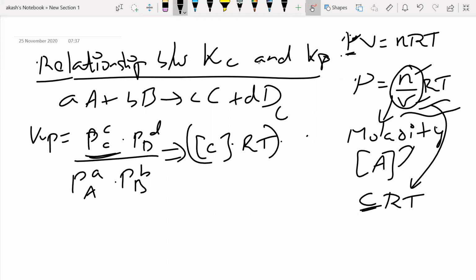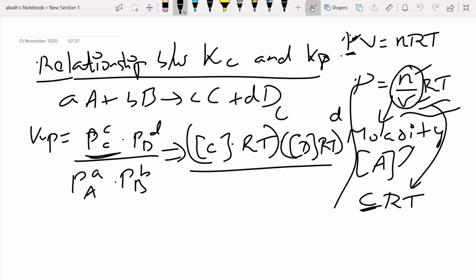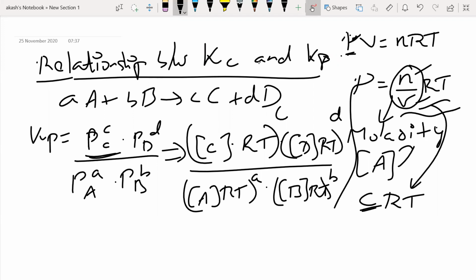Now the next thing is D. So the concentration of D into R into T, the whole power d, divided by, now I have A, so it will be concentration of A into R into T, the whole power a, into the concentration of B into R into T, the whole power b. Right? Any questions, people? How did I write this? Everybody understood? Please give me a yes.